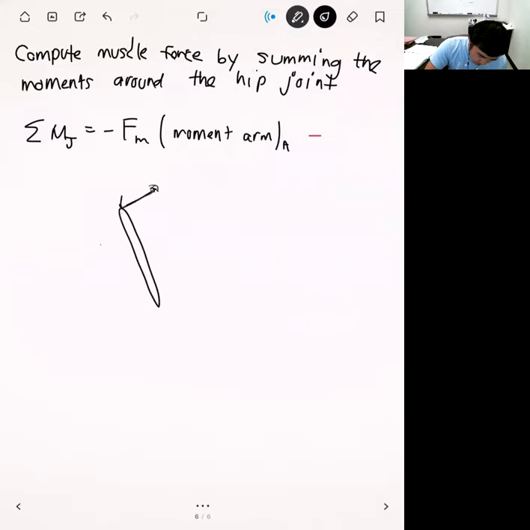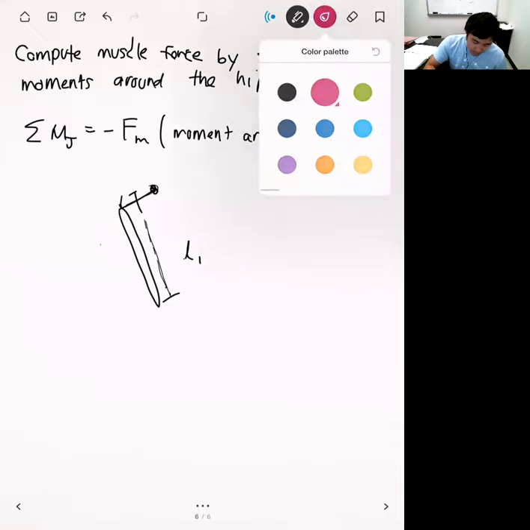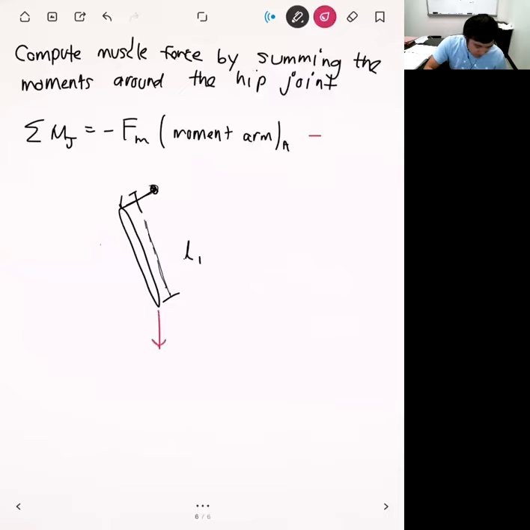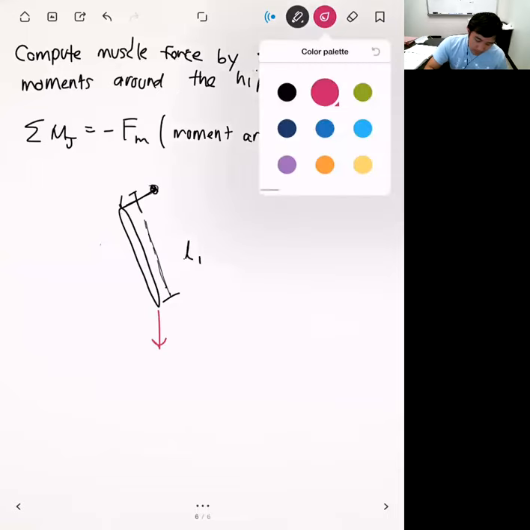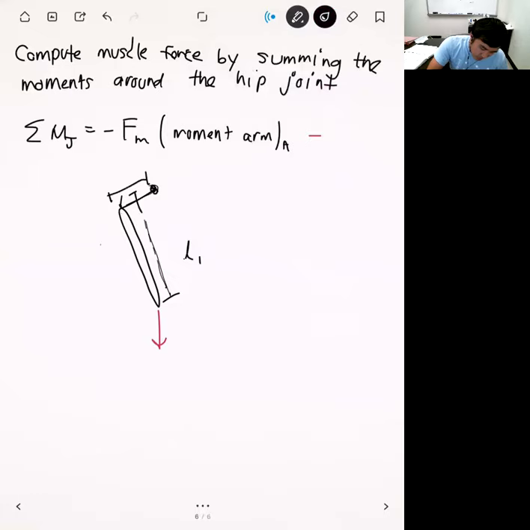So there's our hip joint again, no biggie. This line right here is L1. Excuse me, didn't sleep well last night. So that's L1, and then our weight force is going to be acting at the bottom of this. In addition to this, we have this length right here, which is LM.